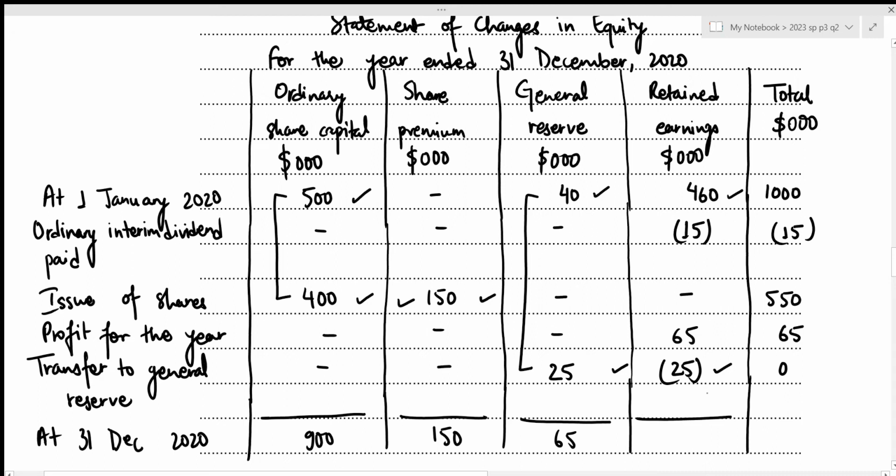For our retained earnings, that will be the sum of these four amounts. So that's 460 minus 15 plus 65 minus 25, which results in 485. And now for the total column, that is going to be the sum of these five amounts. So that's 1000 minus 15 plus 550 plus 65 minus 0, which results in 1600.